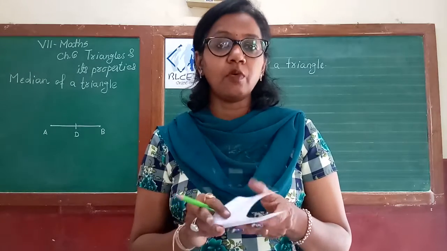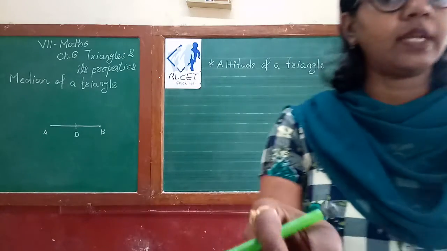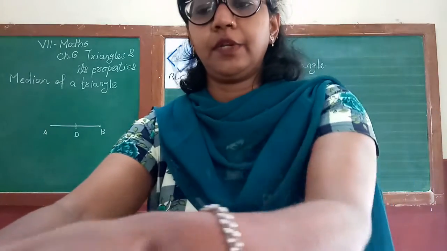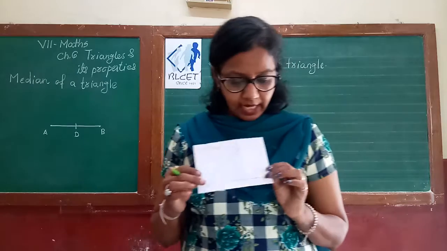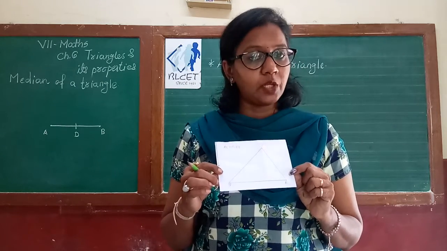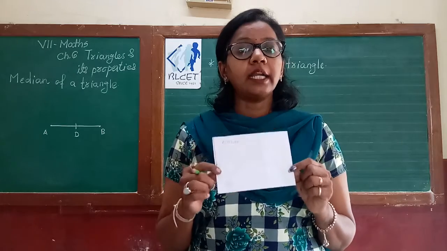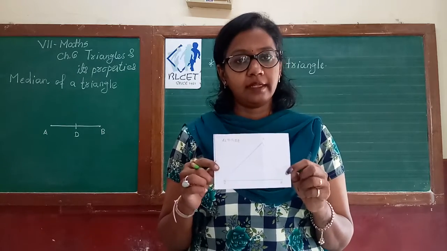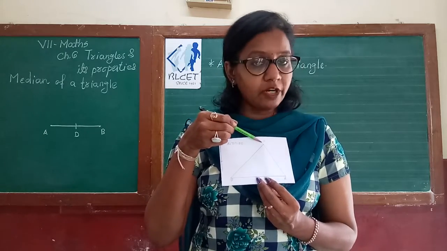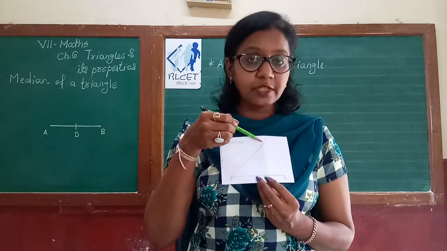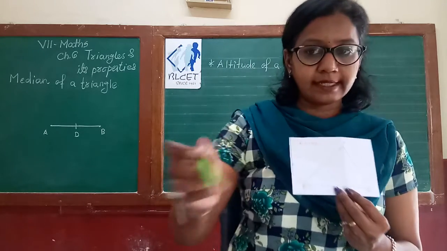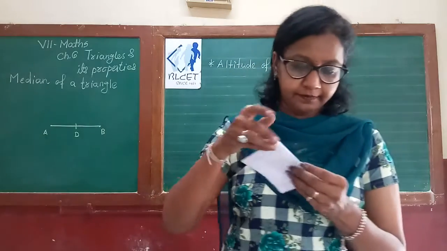Okay, so now we move on to the next activity, that is, what is the altitude. Now we will see what is the altitude. In the same way, I have drawn the triangle on a blank paper and named it PQR, and I want to find the altitude of the given triangle. So I can take any vertex. Suppose I take vertex P and fold the paper along this vertex.